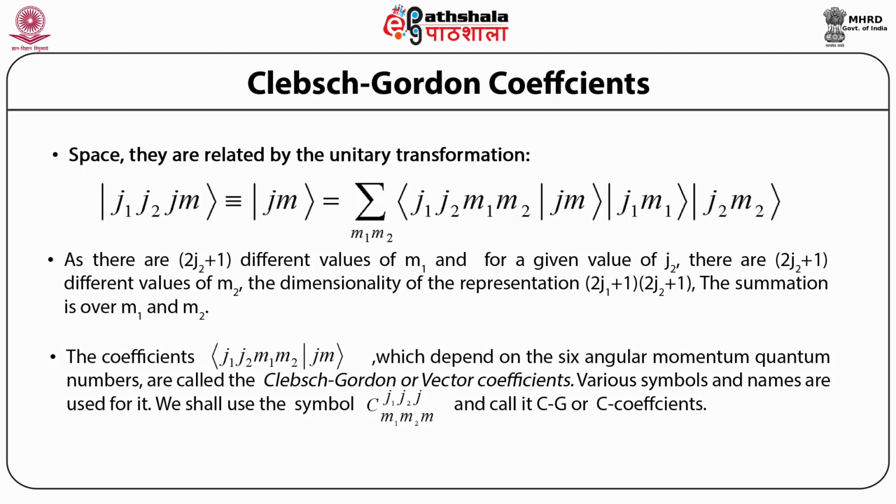The coefficient which occurred in the summation, that is <j1, j2, m1, m2|j, m>, depends on the six angular momentum quantum numbers, that is j1, j2, m1, m2, j and m, and these coefficients are called the Clebsch-Gordon coefficients or vector coefficients. These have different symbols and names used for them, and in this module and the modules to follow, we shall use the symbol capital C, with subscripts m1, m2, m and superscripts j1, j2, j, and we shall call them the CG or C coefficients.